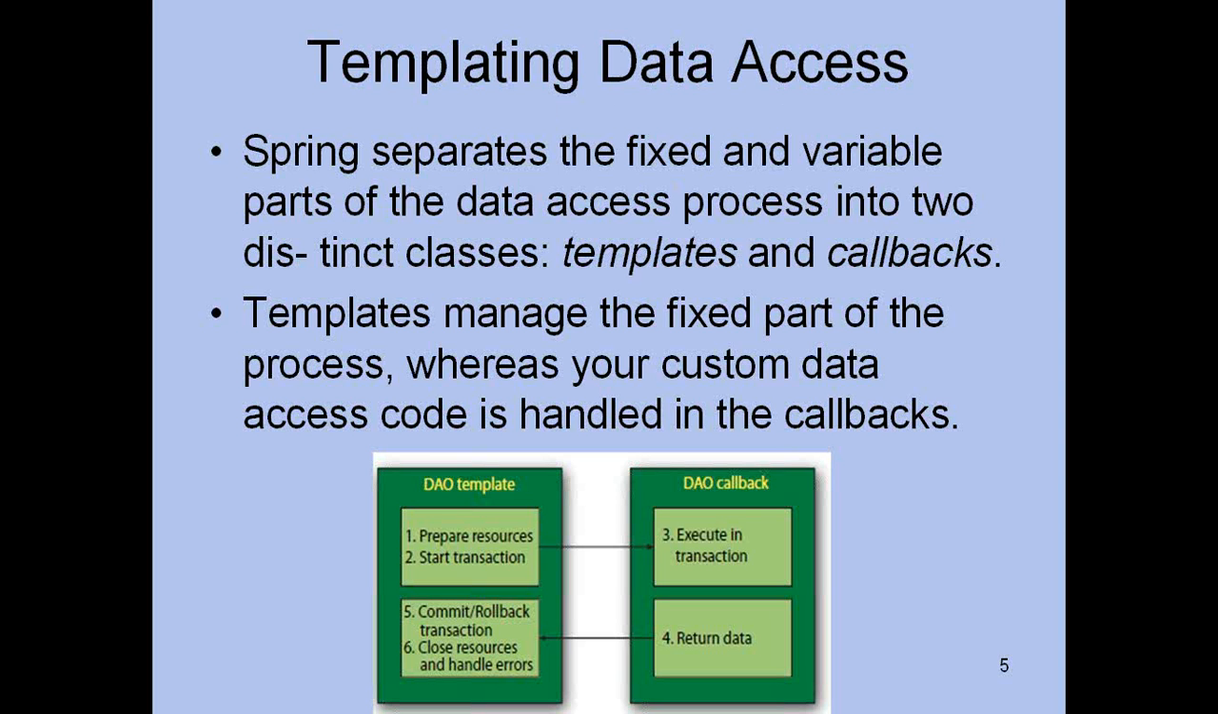The fixed part is creating the connection object, opening the prepared statement, executing the prepared statement, closing the connection, closing the prepared statement. Those are all fixed parts. And the variable part is the query and the query parameters. Those are all the variable parts. So what Spring does is separate these fixed and variable parts into two distinct classes called templates and callbacks.